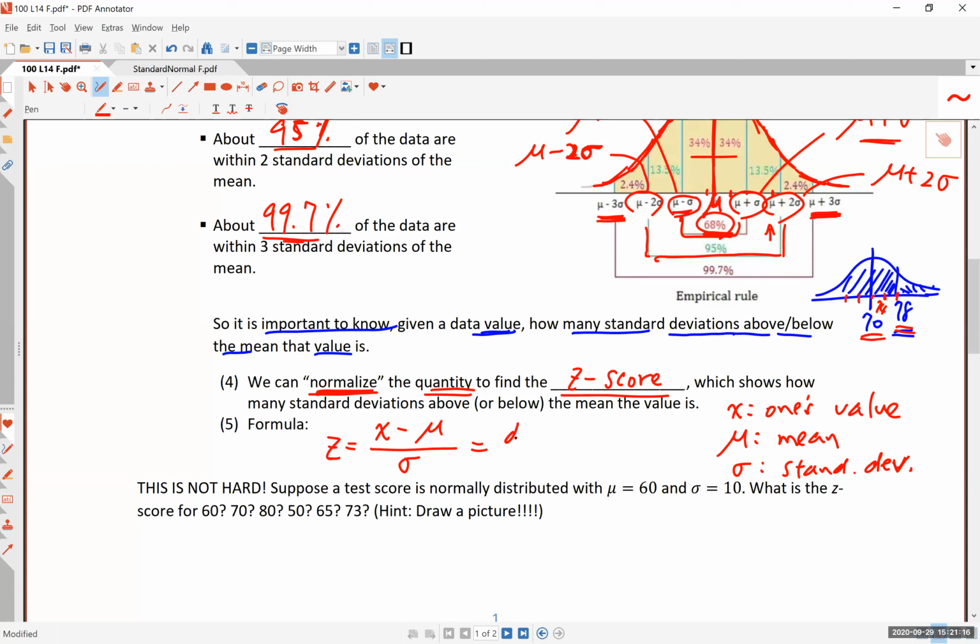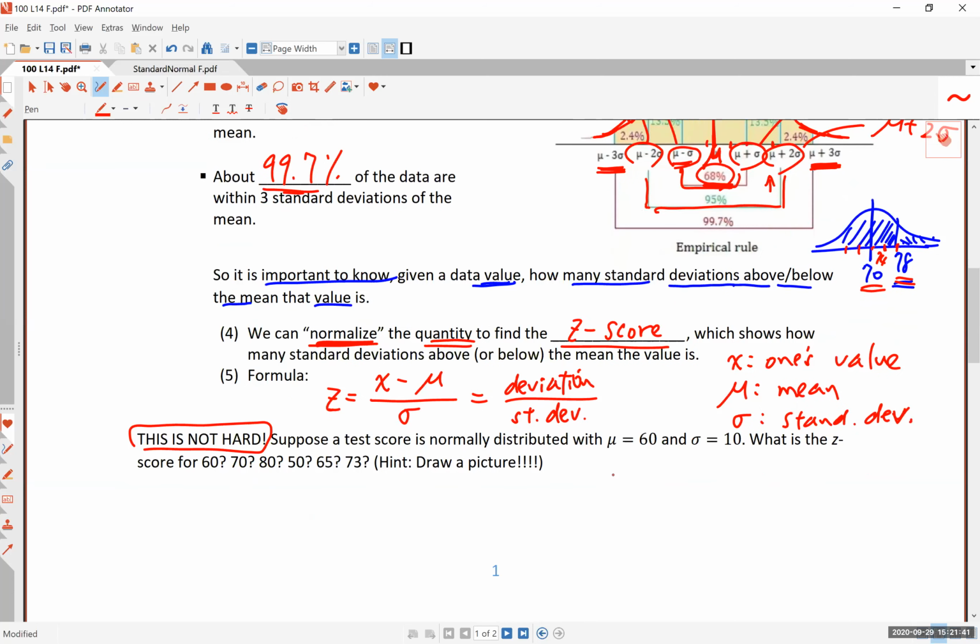All right, so remember the top is called the deviation. That's the difference between one particular score or the data value minus the actual mean. And then you divide the deviation by the standard deviation, and that's how you find the z-score. Okay, let me emphasize again, this is not hard. Why is it not hard? I'm giving you a formula, but you really don't need the formula, I don't think. Okay, let me explain.